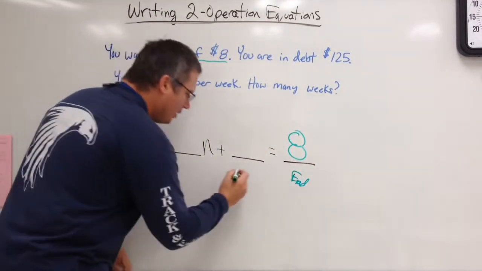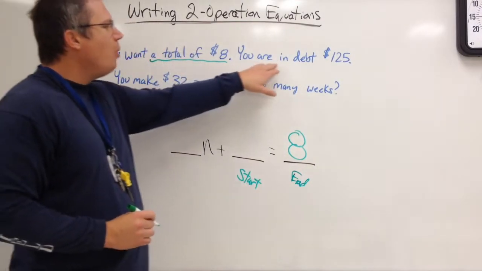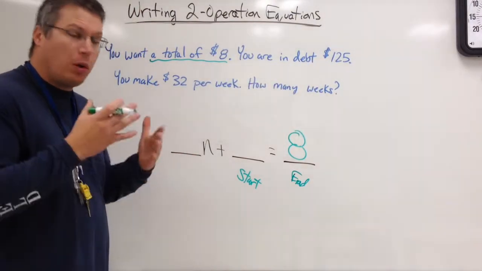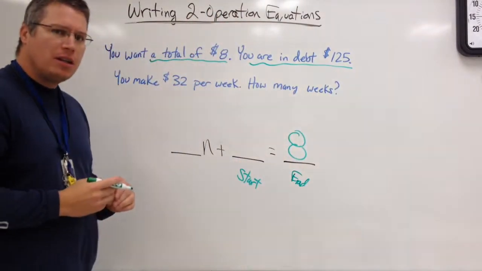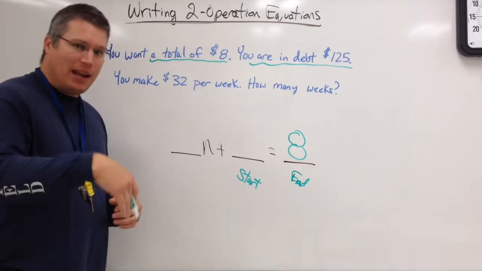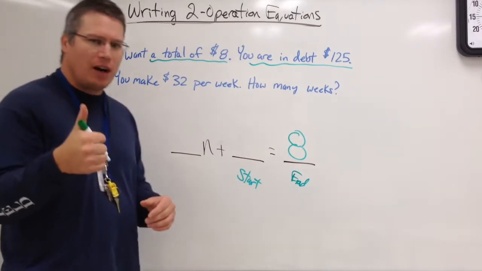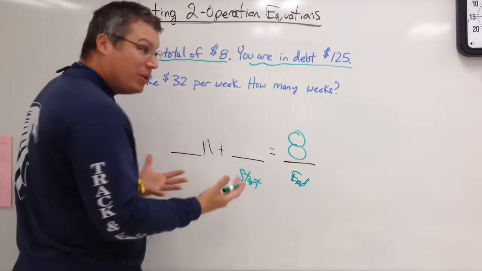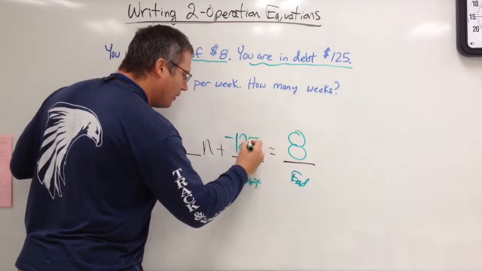Next, easiest to find is what was my starting point. It says you are in debt $125. That would be your starting point. That's where you currently are. Now we've got to think, how do we write that as a number? You are in debt, which means you owe money, $125. So is that a positive 125 or a negative 125? Hopefully you say it's negative. So that's my starting point, is plus negative $125.